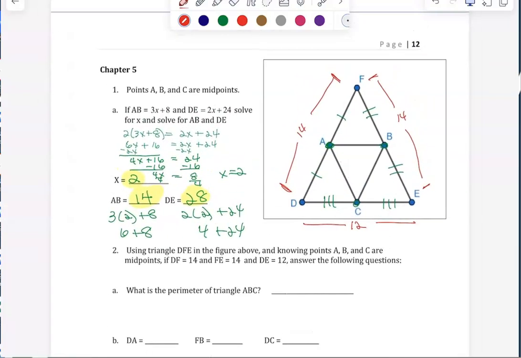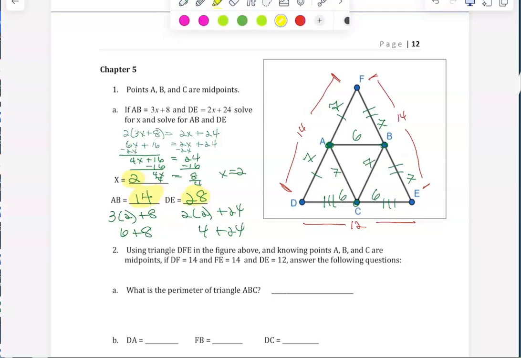Well, let's start putting some numbers on here. Look what I can do. If I know that FD is 14, isn't this 7, isn't this 7, and isn't that 7? If you don't know that, you want to go back and look at your notes for Chapter 5. Similarly, if FE is 14, then FB is 7, and BE is 7, and AC is 7. And if the bottom piece, DE, is 12, then this is 6, this is 6, and this is 6.